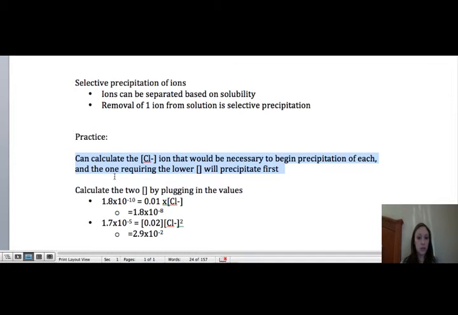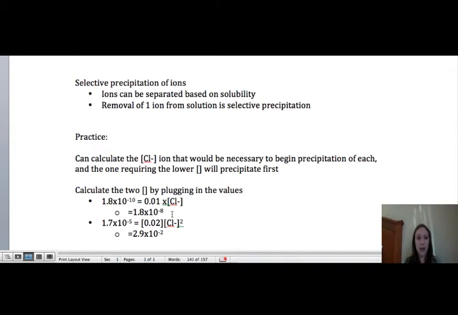So if I look for the Ag one to begin with, this is the top one, my 1.8 times 10 to the negative 10th, that is equal to your Ag concentration, which is 0.01, times my chloride, and I get 1.8 times 10 to the negative 10th. I do the same thing for my lead. I have my 1.7 times 10 to the negative 5th, which is that K, equal to 0.02, which is my lead concentration, times my chloride. Chloride is squared, because when you break that apart, that's PbCl2, so there's two of them, so you've got to square it. So I figure out that that is then 2.9 times 10 to the negative 2nd.